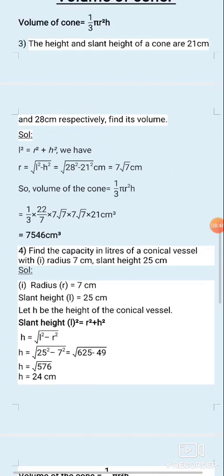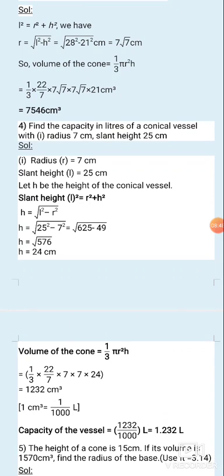Now the capacity, the volume, first we need to find out. 1 by 3 pi r square h. Substitute that. 1 by 3 pi, 22 by 7 into r square, 7 into 7, into h 24. Cancel 7 and 7, 3 and 24 etc. Then find the product at last. What do we get? 1232 centimeter cube.